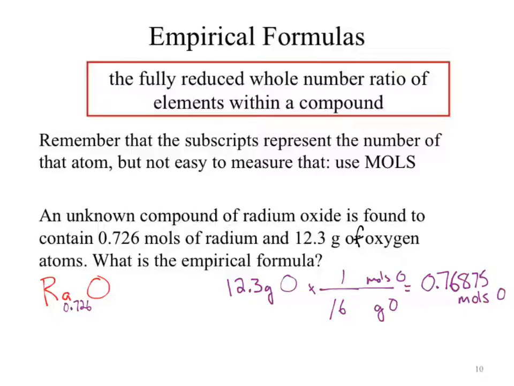Moles of O, right? So we can now take that number and drop that into our formula. And now our formula becomes crystal clear, right? Okay, that's pretty ugly looking. We want a whole number ratio, so what should we do? Pick whichever one is the smallest and divide both numbers by that. Which one's the smallest?